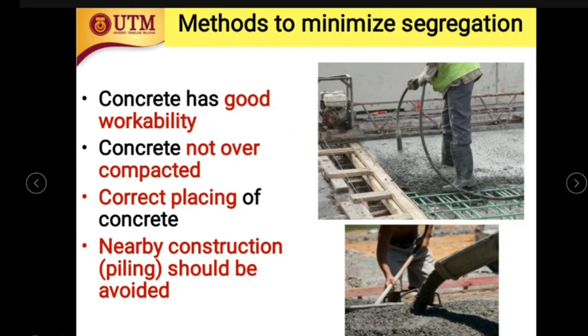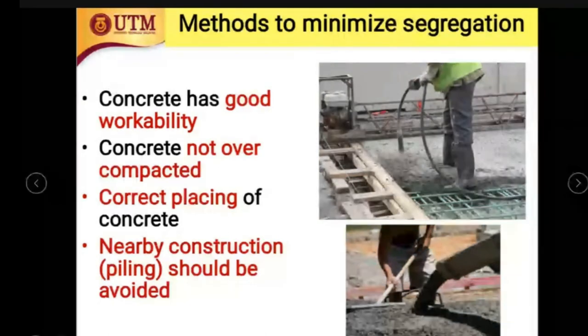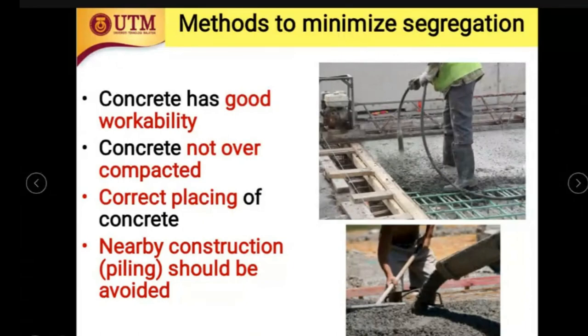Okay, and then methods to minimize segregation, how we prevent or minimize it. First, your concrete must have good workability. When your concrete has good workability, lesser work needs to be done for the compaction. So when your compaction is only very little, there is only a very low tendency that your heavier aggregates will segregate. So that is the key point: good workability. Concrete should not be over compacted, and then there is correct placing of the concrete.